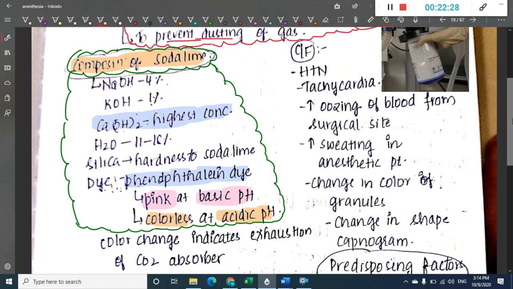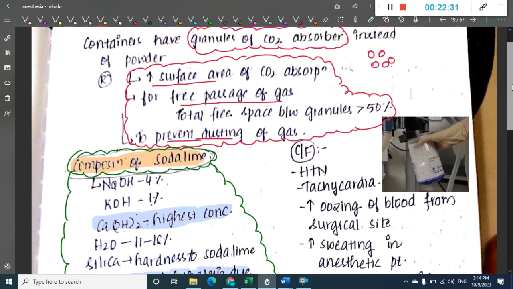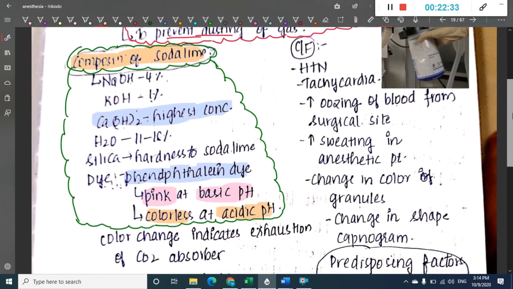Now what are the clinical features of carbon dioxide absorber exhaustion? If there is exhaustion of the carbon dioxide absorber, what happens? There will be hypertension, tachycardia, increased oozing of blood from the surgical site, or increased sweating in the anesthetized patient, change of color of these granules, and change in shape of the capnogram. All these are the clinical features if the soda lime is exhausted.